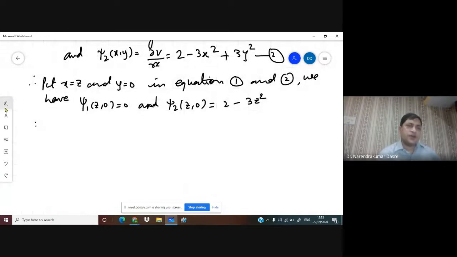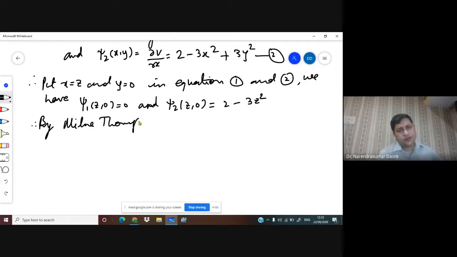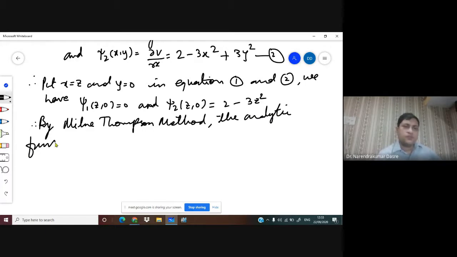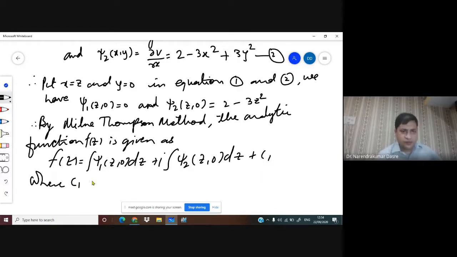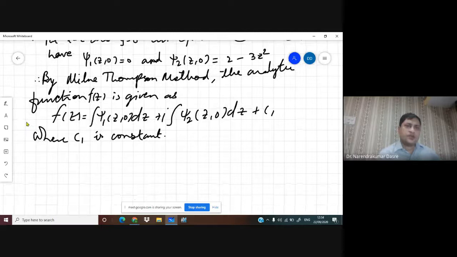And once we know psi 1 and psi 2, we are able to write by the Milne-Thompson method the analytic function f of z as integration psi 1 of z,0 dz plus i integration psi 2 of z,0 dz plus c1, where c1 is a constant.